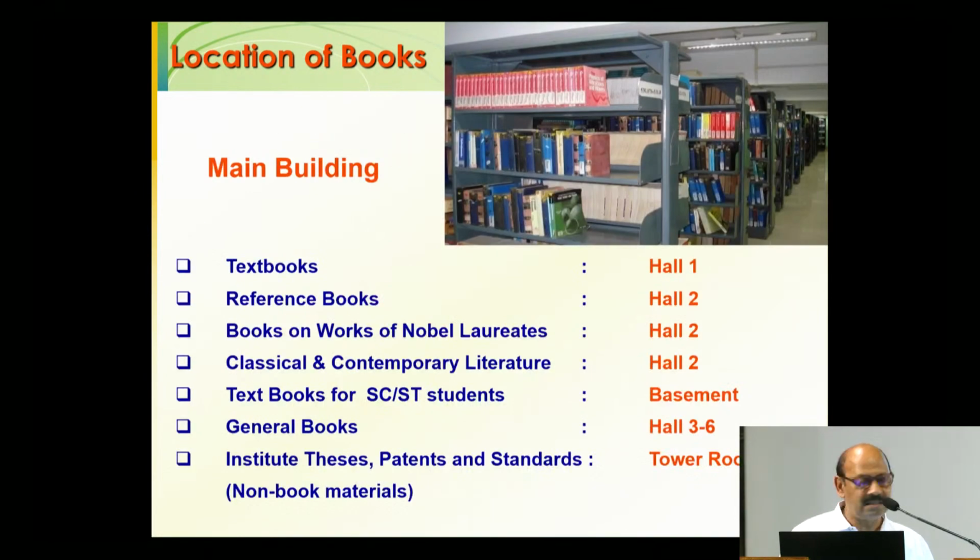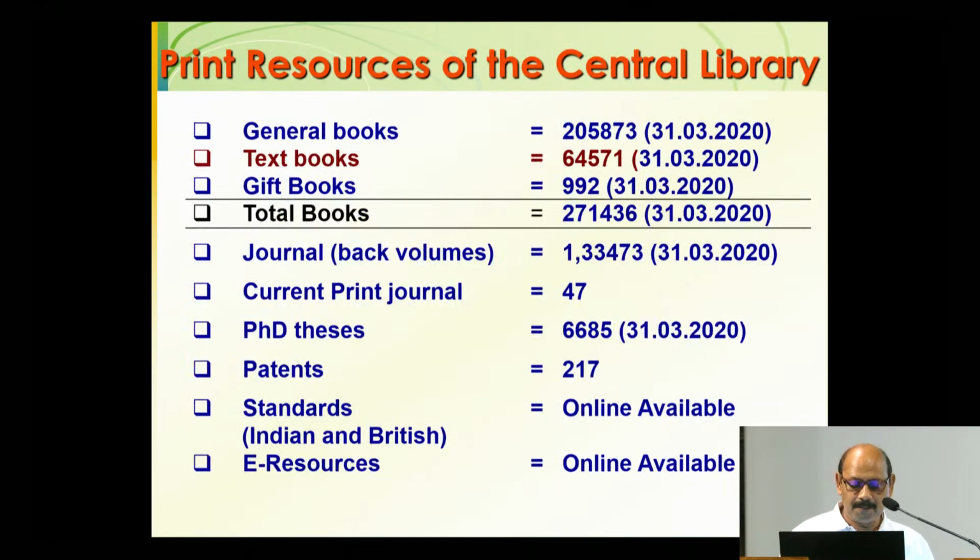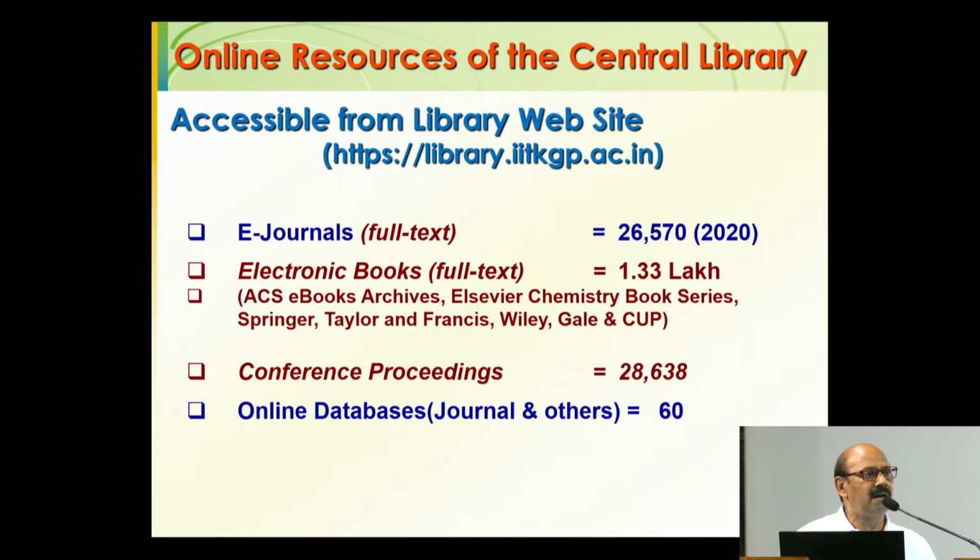We have 6,685 theses, and we have a patent database, standards and electronic research. We have more than 26,570 live online journals. These individual journals you can access from your home. We have 1,33,000 electronic books from renowned publishers like ACS, Elsevier, Springer, Taylor & Francis, Wiley and Gale. These books are available to access remotely, and if you come to the library, you can use them from the library too.